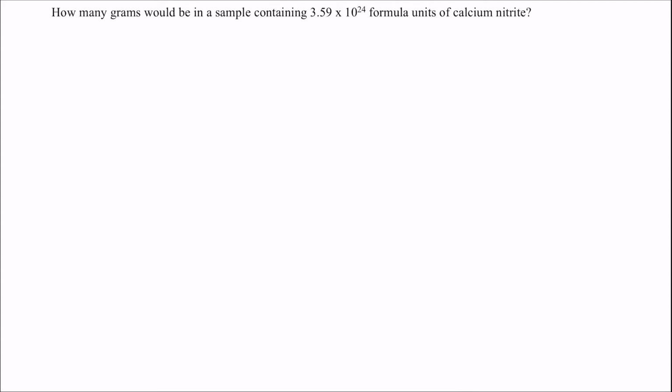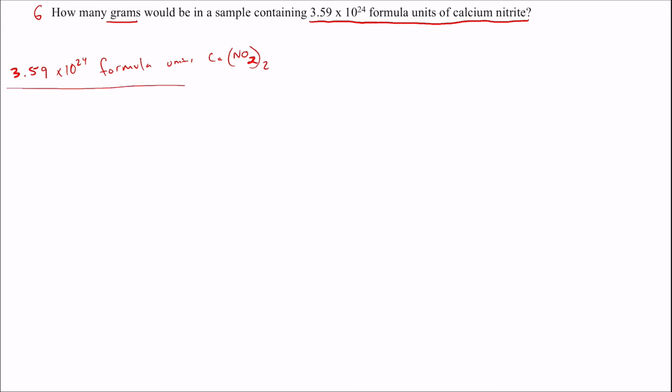Okay, so here is number 6. It says how many grams would be in a sample containing 3.59 times 10 to the 24th formula units of calcium nitrite. So I'm going to start with what's given. All right, calcium nitrite. Nitrite's 2, so calcium nitrite should be that. All right, so formula units are on the top, which means they're going to go on the bottom over here. So let's do that.